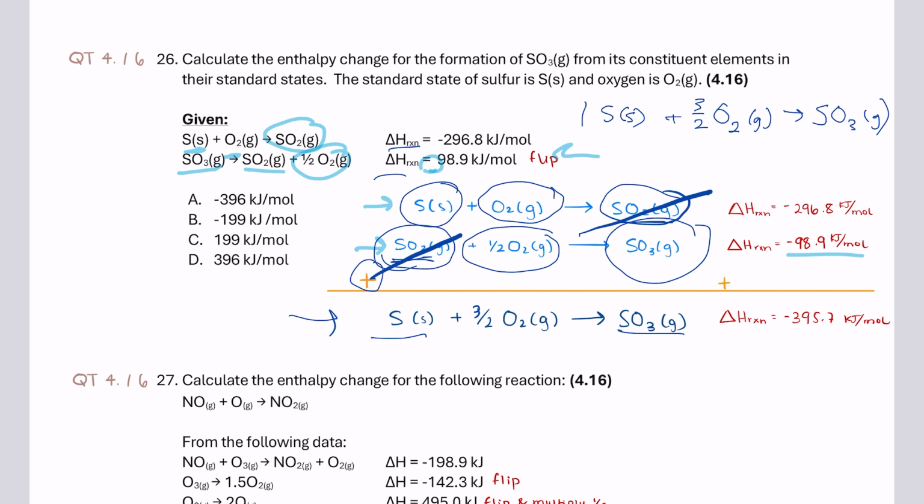To get the associated delta H value, we simply have to add the delta H values for each individual reaction. And so this is just going to be negative 296.8 plus negative 98.9 kilojoules per mole. That gets us negative 395.7 kilojoules per mole. So the correct answer for problem 26 is A.